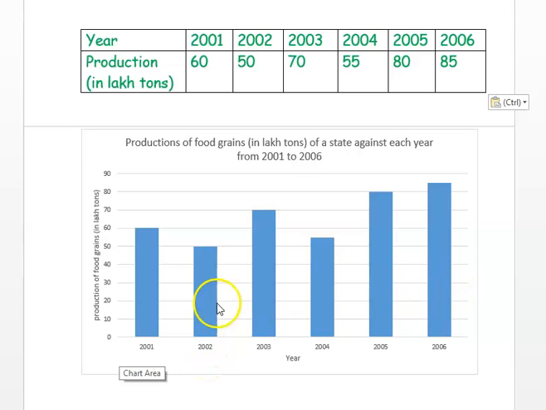Then for 2002 I have marked 50 lakh tons and drawn the bar here. Similarly for 2003 it is 70 lakh tons, then 2004 it's 55 lakh tons, then 2005 it's 80 lakh tons, so I have marked it here, and then 2006 it's 85 lakh tons, so I have marked it here. So here all the bars are of uniform width, and the horizontal axis represents the year, against the vertical axis, production of food grains in lakh tons.